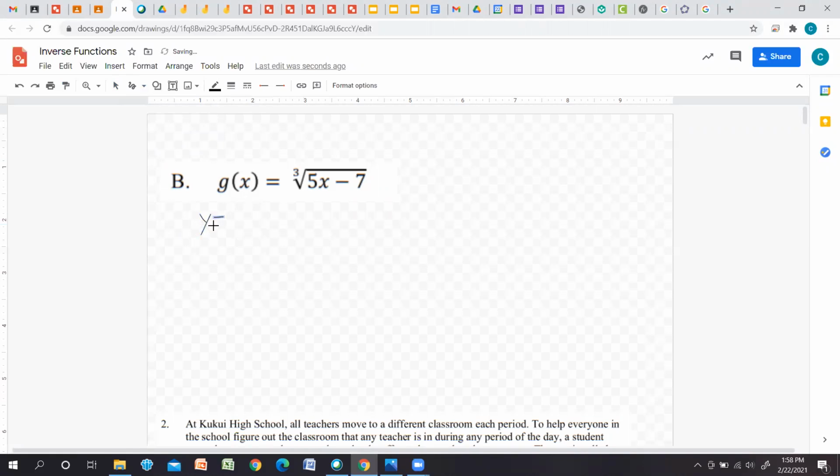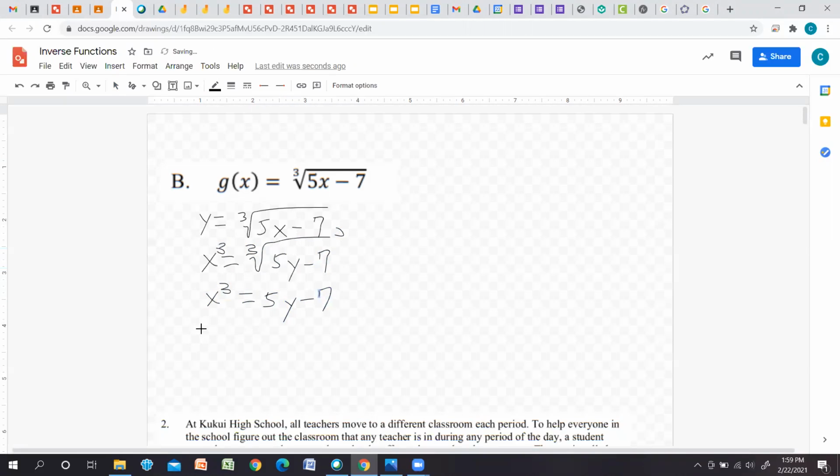So we have y equals cube root of 5x minus 7, right? Okay, so we switch x and y, then we solve for y. So x goes here, and then y goes here, 5y minus 7. Okay, so to get to y, first we have to cube both sides, right, to cancel out the cube root. So we have x cubed equals 5y minus 7.